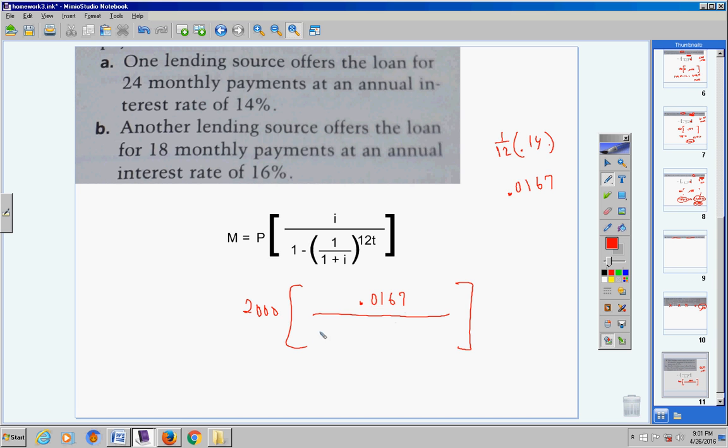0.0167. Down here we have 1 minus, I'm going to work this out over here. It's 1 over 1 plus 0.0167. Well, 1 plus 0.0167 is 1.0167, that is raised to the 12t power. It's for 24 months, that's 2 years. So 12 times 2 gives you 24. So here we go. 1 divided by 1.0167 raised to the 24th power is going to be 0.6720.